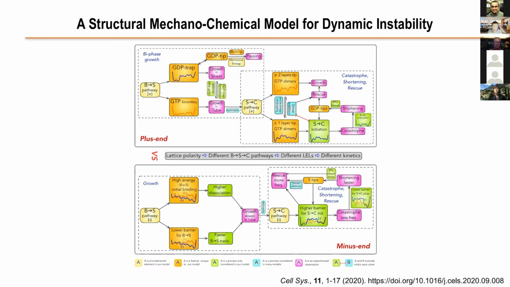So basically, we consider these tubulin conformational changes and the lattice geometry, and also based on the laws of chemical kinetics, we can construct a rigorous structure-based mechanical model for dynamic instability that can explain all the phenomena of dynamic instability.